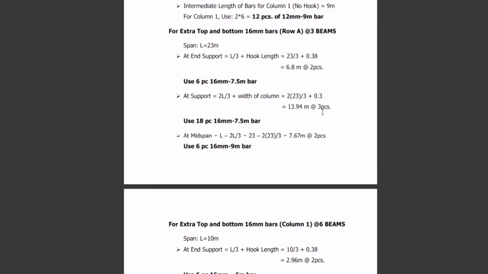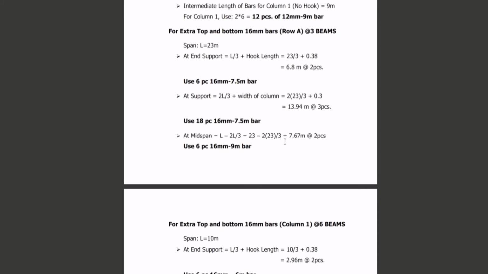So, kakailanganin natin ng 3 pieces dito. Syempre, walang kakasya dito sa 13.94 kasi pinakamalaking length natin is 12 meters. So, kailangan natin ng dalawang 7.5. Tapos, tatlo ito, so 2 times 3, 6. So, 6 pieces of 7.5 meter bars.